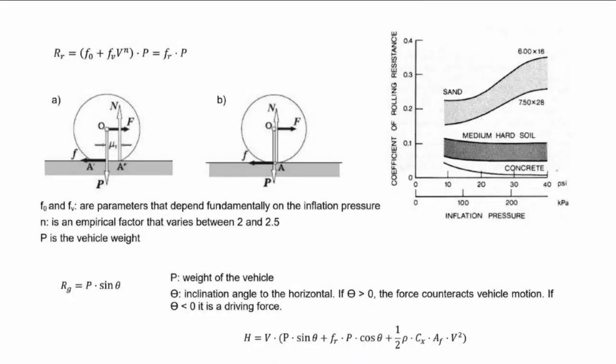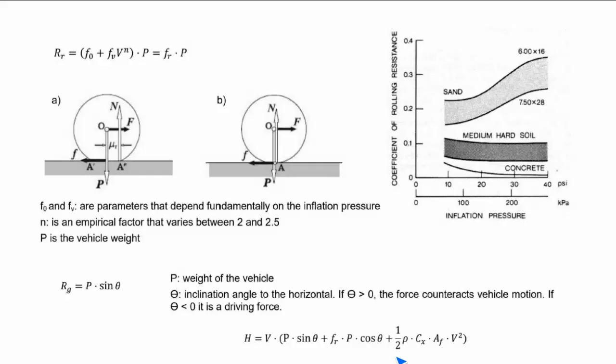Rolling resistance. And the last one, aerodynamic resistance, plus 1/2 rho Cx AF V squared. It's very easy. Now we can calculate vehicle power requirement. This equation enables us to calculate the circulation at a constant velocity.